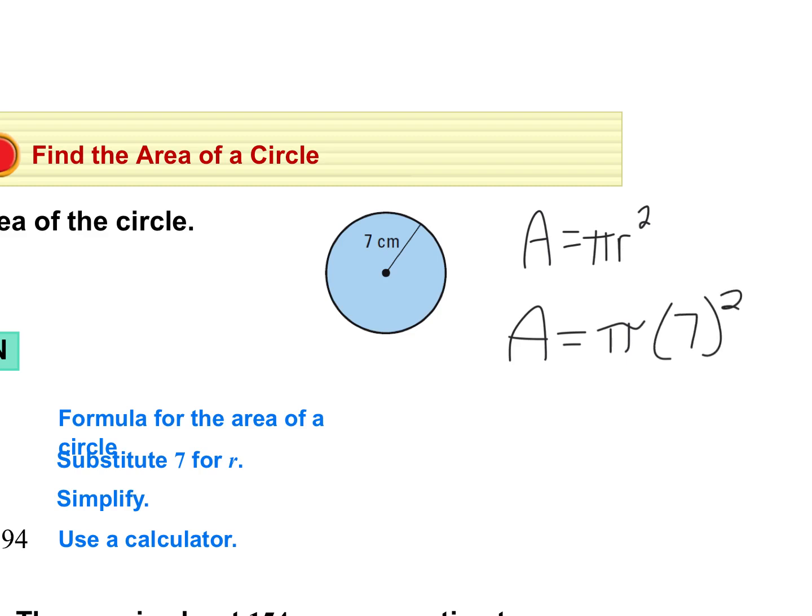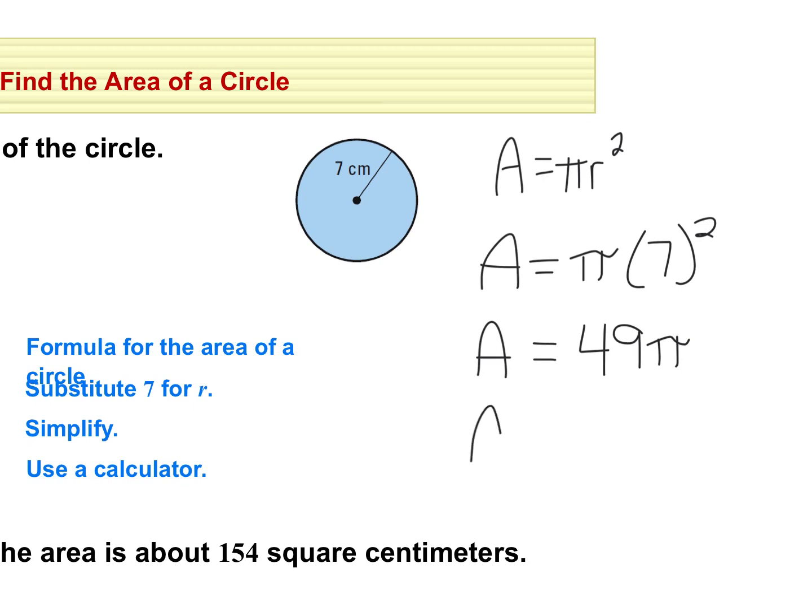What does that squared mean? Times it by itself. 7 times 7? 49. Pi, type in 49 times pi. What do you get? 153.9. Since it's area, what does our label have to be? Has to be squared. Centimeters squared. Because we're still talking about square feet, or square inches, or square centimeters. Okay. Questions on the area?